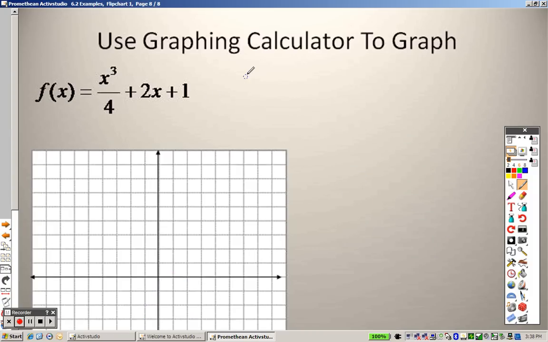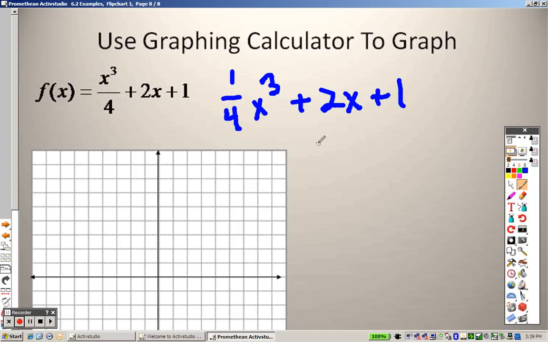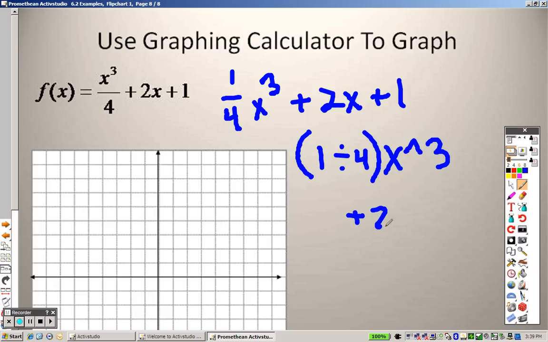This next one, I want to make sure you type in correctly. When it's over 4, that's actually like saying it's 1/4 x cubed. So 1/4 x cubed plus 2x plus 1. To type this in the calculator, this is what I want you to make sure it looks like. Hit the parentheses key, 1, then divided by 4, then end parentheses, then x, caret sign, 3. That'll give you 1/4 x cubed. Then you can do plus 2x plus 1.